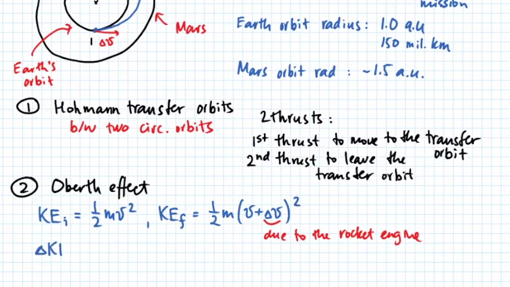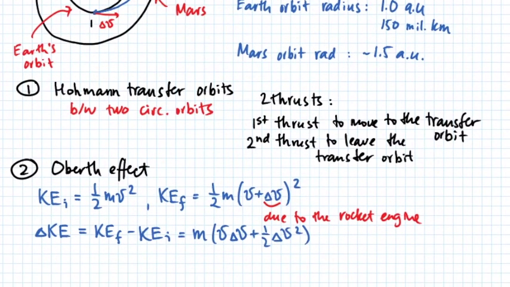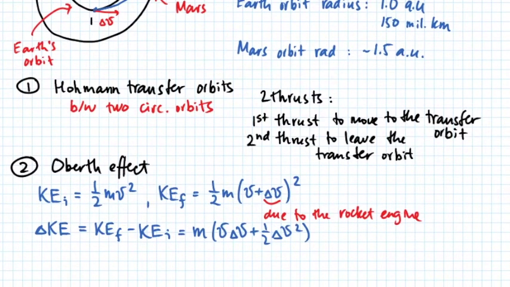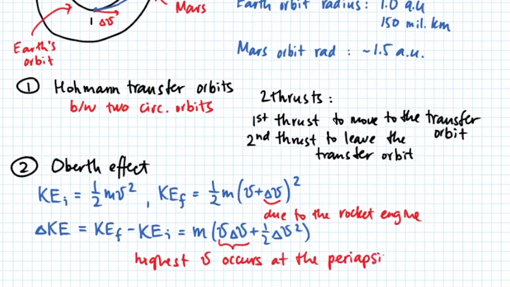then the gain in the kinetic energy will be given as final kinetic energy minus initial kinetic energy, or mass times v times delta v plus half of delta v squared. So you can see that in order to generate the gain, one has to use the engine at the highest velocity. And as we know, the highest velocity of an orbiting object happens at periapsis, which is the closest point to the object that the craft is orbiting.